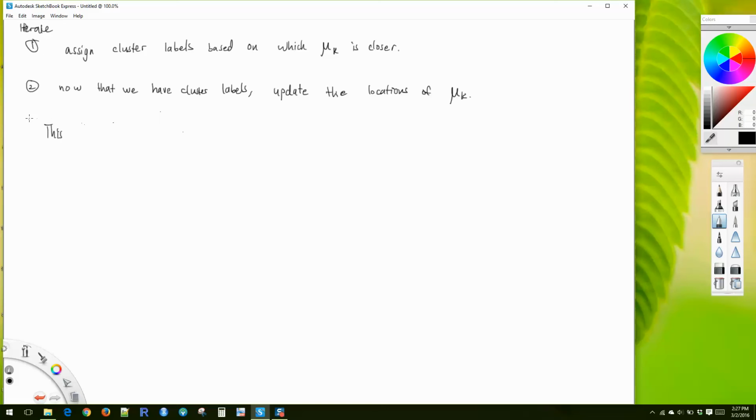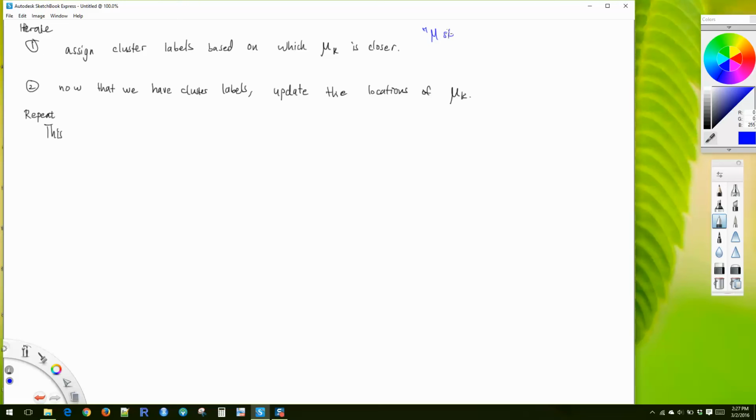So, and then you just iterate, okay? Repeat. So update the locations of mu sub k, update your cluster labels. Keep going back and forth between updating the locations of mu sub k and updating your cluster labels. And so, we can think of one of these as kind of a maximization step and one of these as an expectation step. So we can think of this as kind of like an M step.